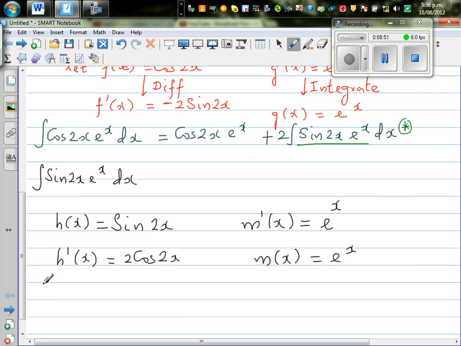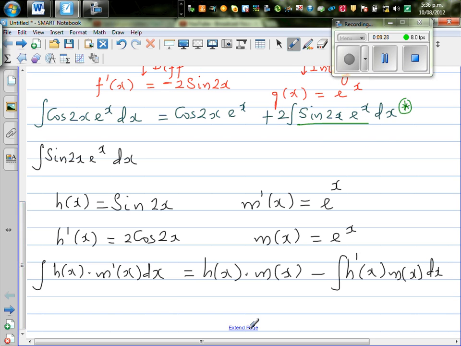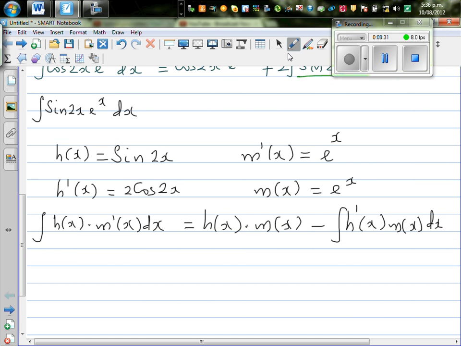So let me write the rule: integration of h of x times m dash x dx is equal to h of x times m of x. It's very easy to remember: this times this minus integration of this times this. You're starting with h of x, so I have to have h dash x here, and m of x, so I have to write m dash x, so I have to write m of x dx. This may look complicated, but if you are learning calculus or integration at a higher level, this is really helpful.